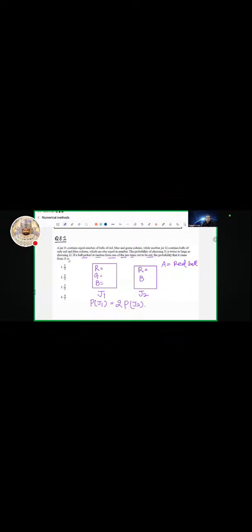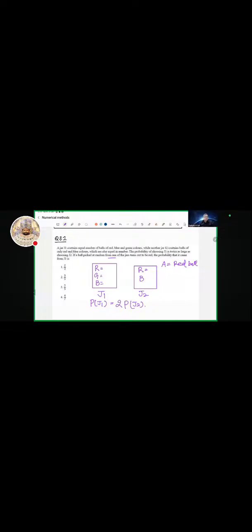Understand this very carefully. Something has already happened. You have picked the ball and that ball has turned out to be red. Now you have to ask what is the probability that it was picked from jar J1, because red balls are there in both the jars. So there are two jars in front of you, both have red balls, you close your eyes and pick a ball, and it comes out red. Whatever has already happened, in conditional probability we call this event A.